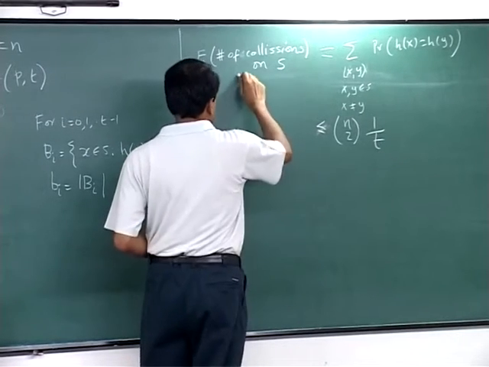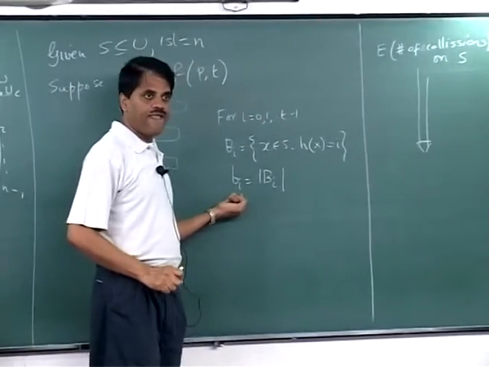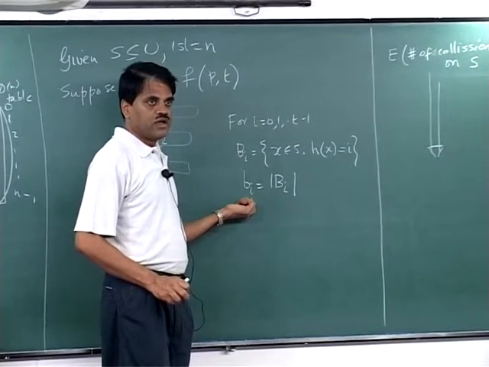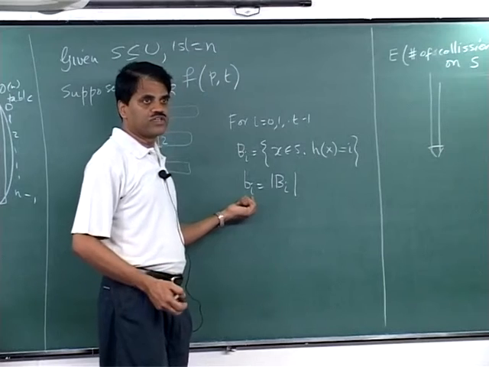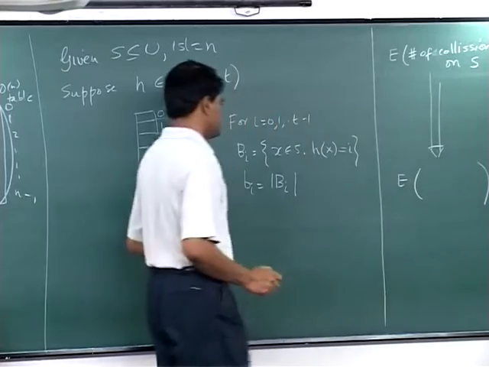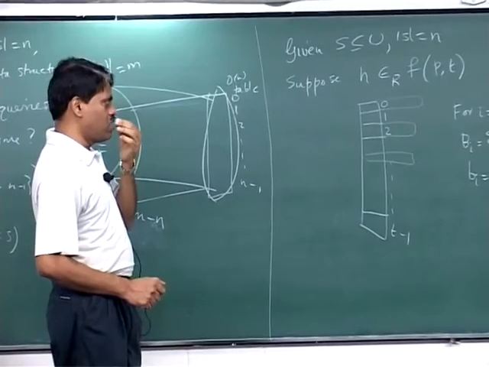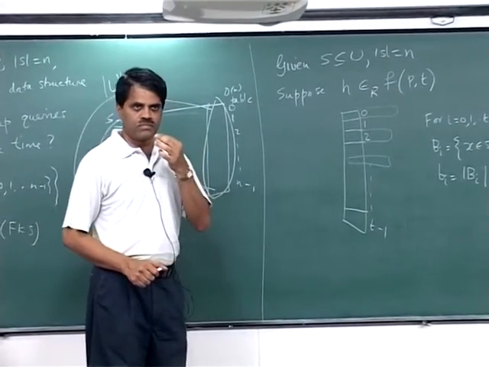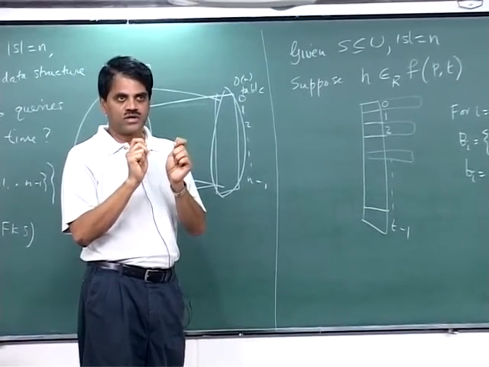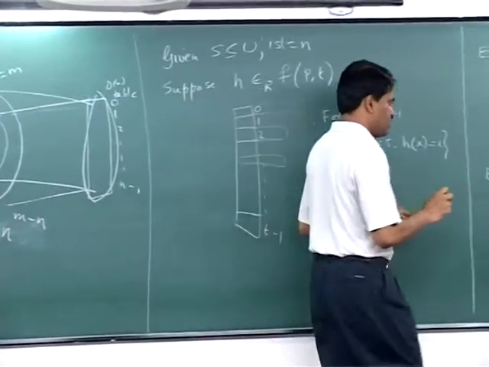Right. Now can somebody tell me another way to write the number of collisions in terms of the Bi values? In terms of the Bi values, what are the number of collisions? Pairs which are collided is what I'm asking.